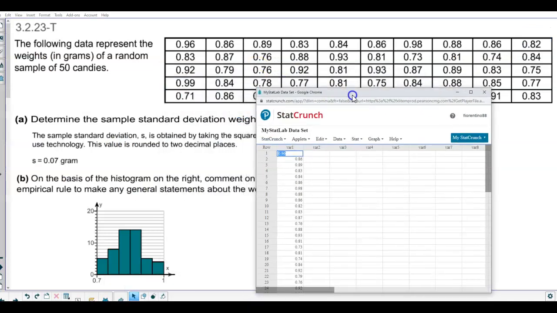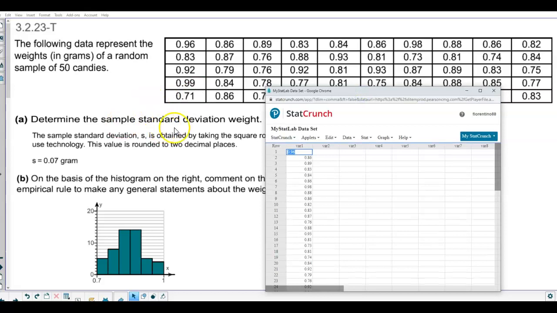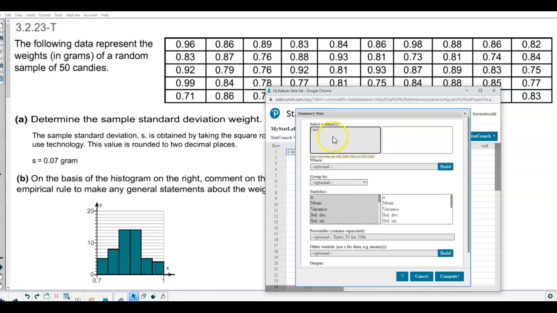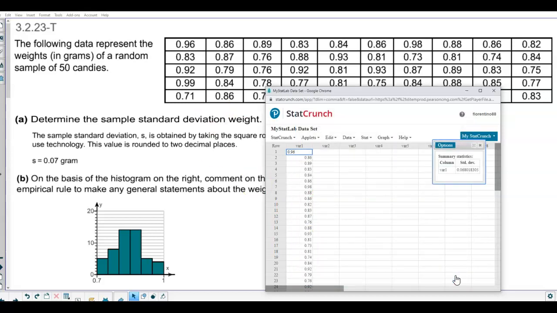Okay, so we're going to find the sample standard deviation. We select Stat, then Summary Stats, and then Columns. We select Variable 1, and then go to Standard Deviation, and then select Compute. And then we're going to copy that.